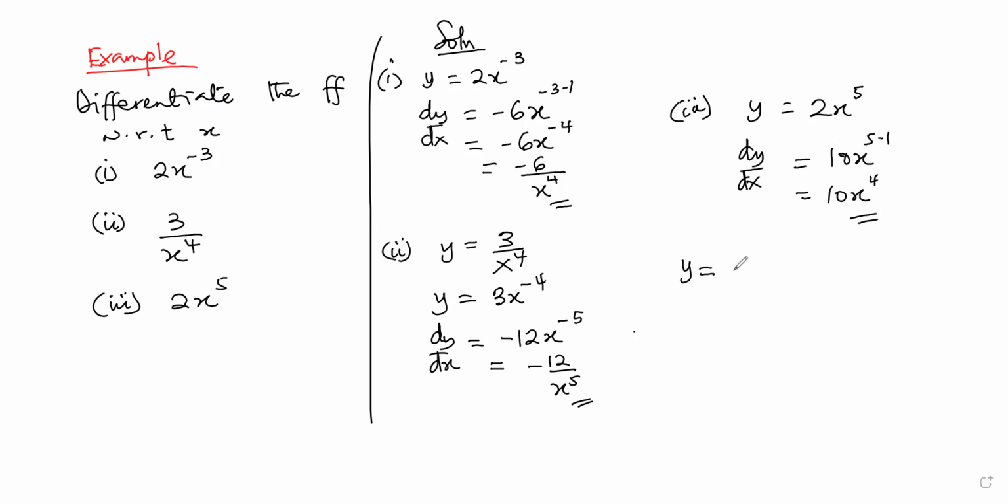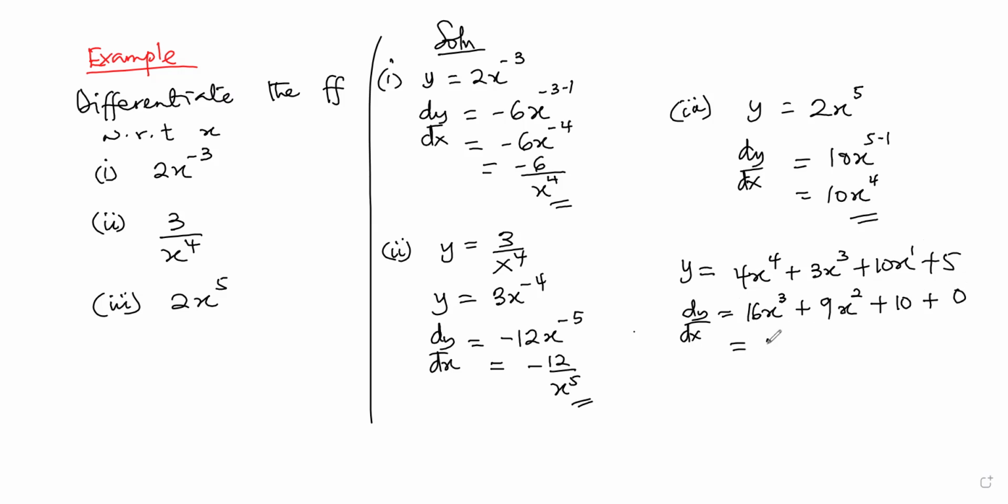If you have y is equal to 4x^4 plus 3x^3 plus 10x plus 5, it's not difficult at all. 4 times 4 gives you 16x, with the power 4 minus 1, which is 3. 3 times 3 gives you 9, with the power 3 minus 1, which is 2. This one has a power of 1, so 1 times 10 is 10, and the power 1 minus 1 makes x raised to the power 0, which is the same as 1. So we have 10, and if you differentiate a constant, you get 0. So this is the final answer.